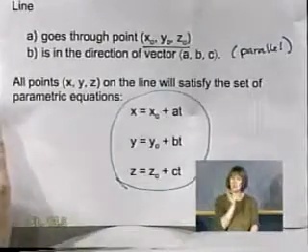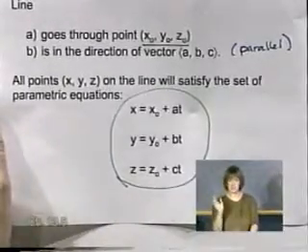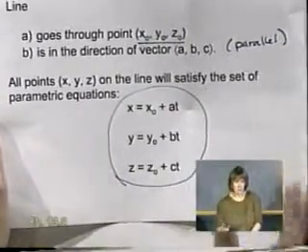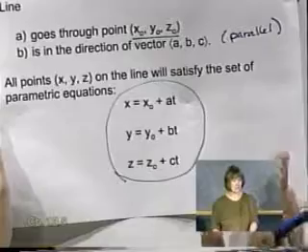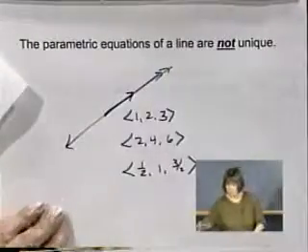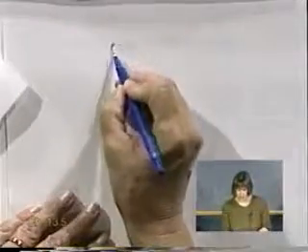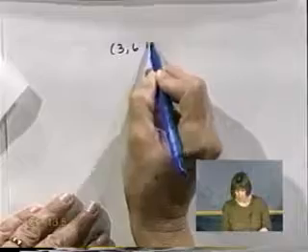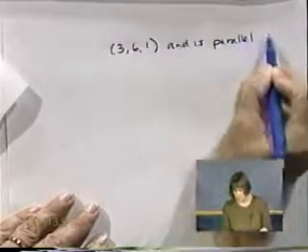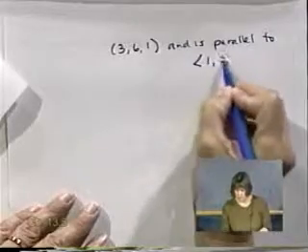Okay, so just because you look at one set of parametric equations and you look at another set of parametric equations and they look different, don't assume they're different lines. They could be the same line. Just to give you an example, suppose my line goes through 3, 6, 1 and is parallel to 1, 2, 3.